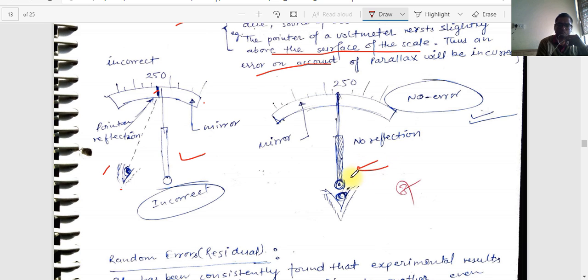The actual reading is this: the eye should be above the pointer and the pointer's image in the mirror should be overlapped, and only one scale, one pointer should be visible. The image of the instrument will not be visible behind the pointer. So when the mirror image is overlapped by the pointer, that reading is the no-error reading.